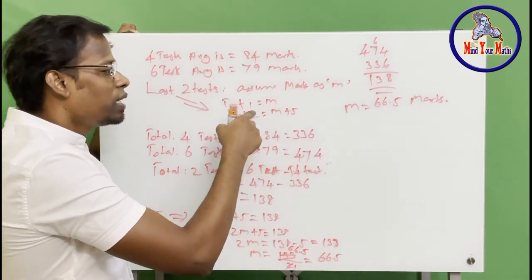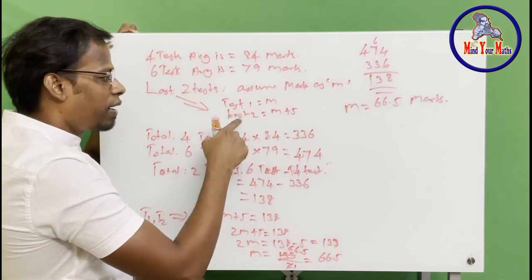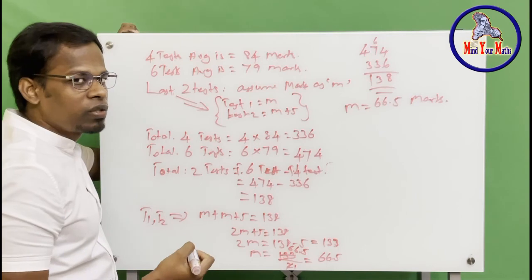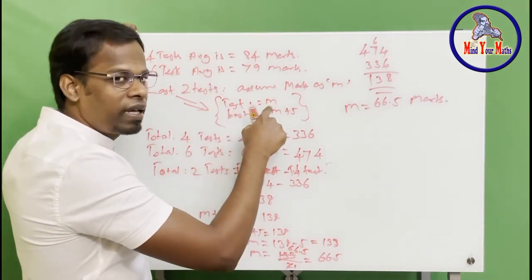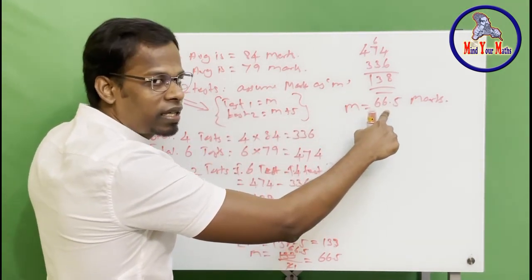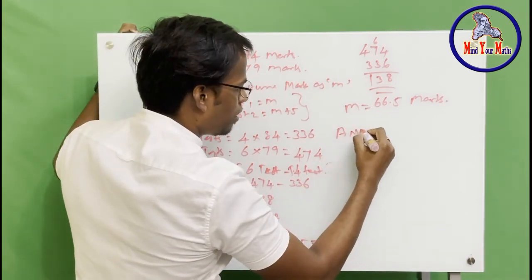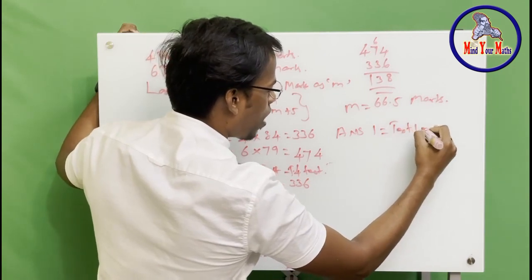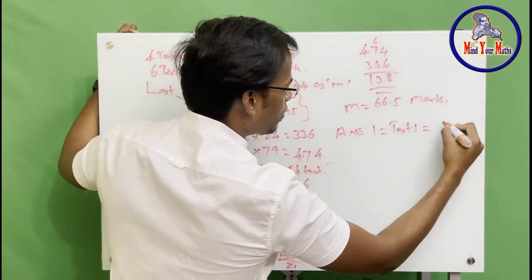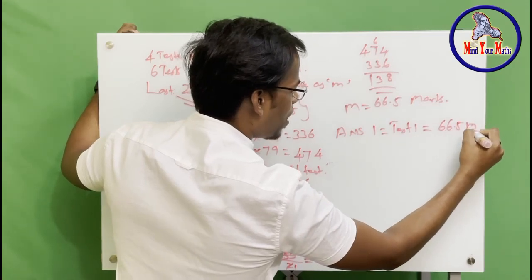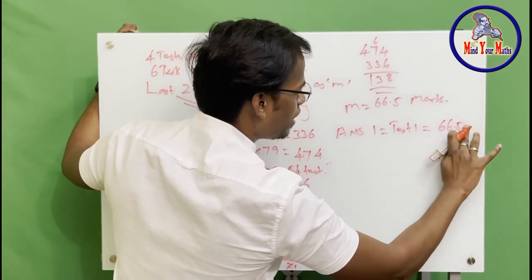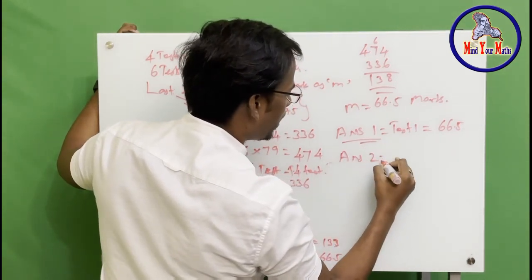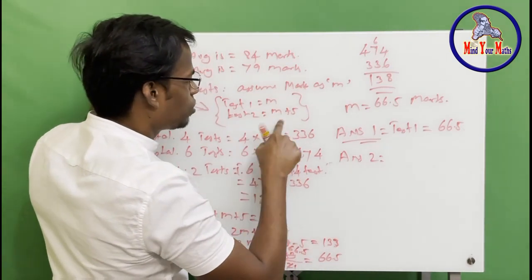Now, is that what we need to find? No, we have to substitute these values into the marks, right? We have to substitute into these 2 equations. So test 1 is directly M. So M is what? 66.5. So answer 1 is, test 1, the mark is equal to 66.5 marks. So that is the answer 1. Now answer 2 is what? M plus 5. Test 2, M plus 5.